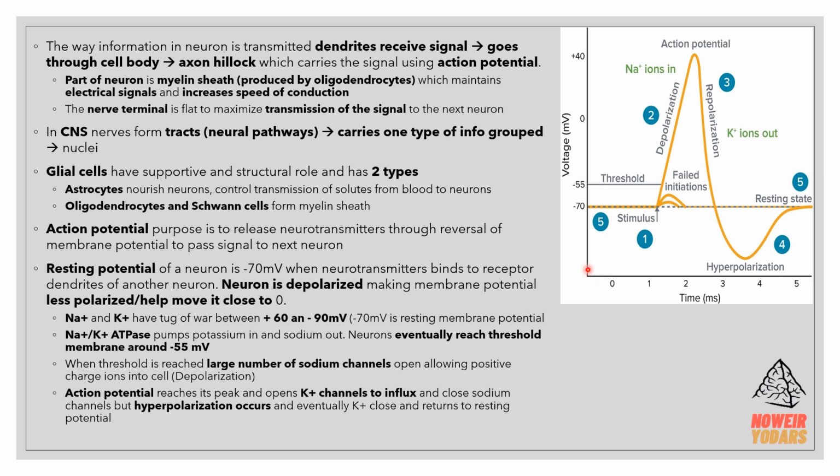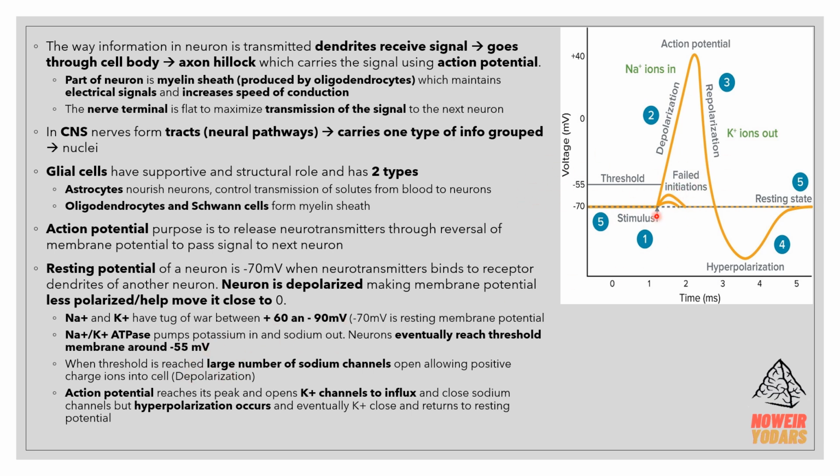All right, then the second part is sodium and potassium. They have a tug of war between sodium plus 60 and potassium negative 70 mV. All right, and then they get to a resting point, which is negative 70, like I said, the membrane potential. All right, then the sodium-potassium ATPase pumps potassium in and sodium out. Eventually, it reaches a threshold membrane potential around negative 55 mV.